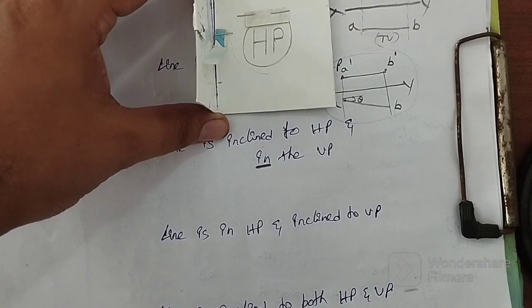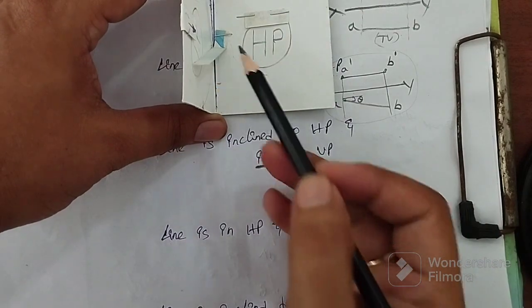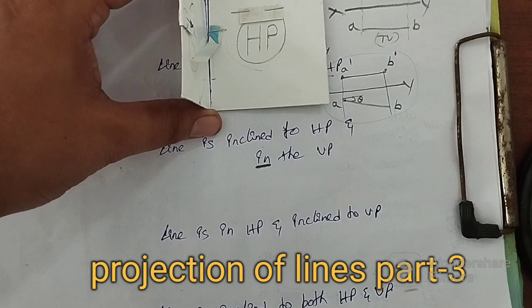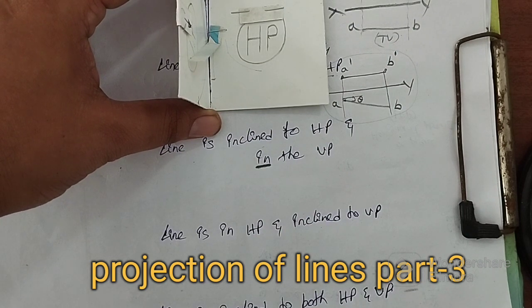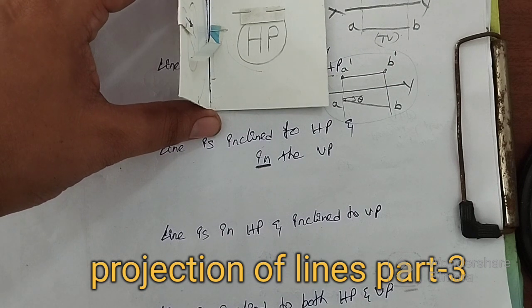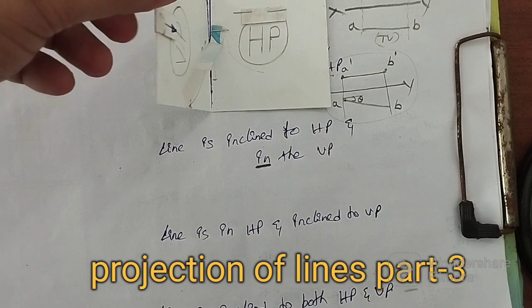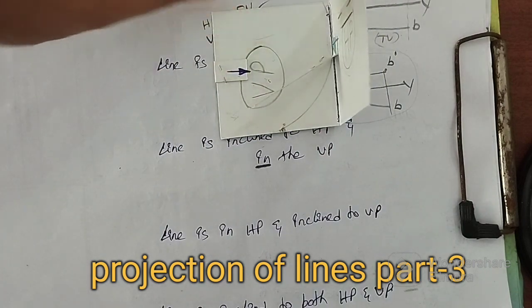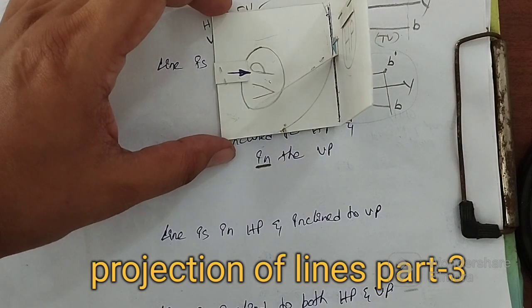If you could see this line, this line is inclined to HP but in the VP. But in the VP means what? In the VP, in the origin. But it is inclined to HP. Now I'll just try to rotate it. Could you see? It's in the origin, right?